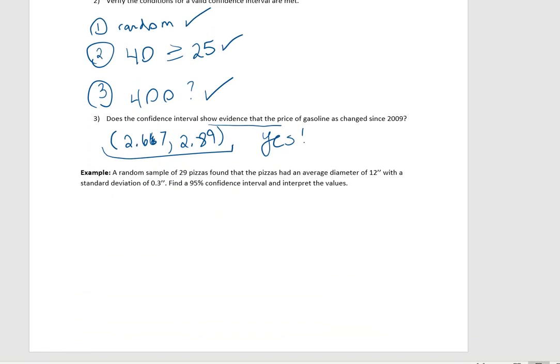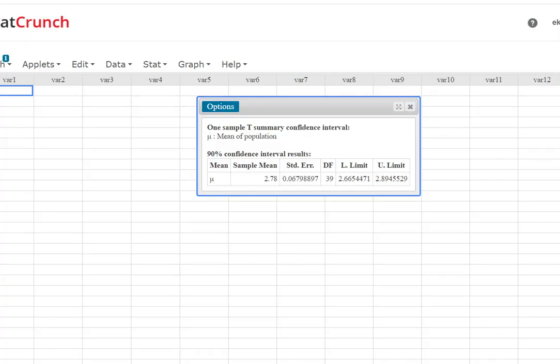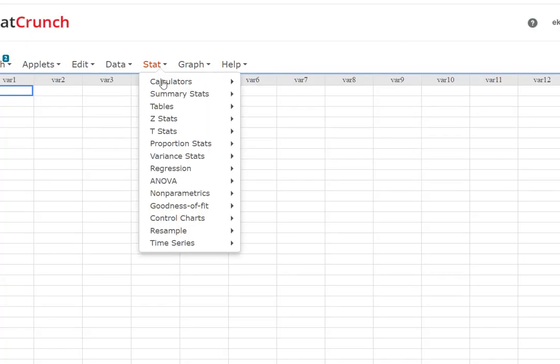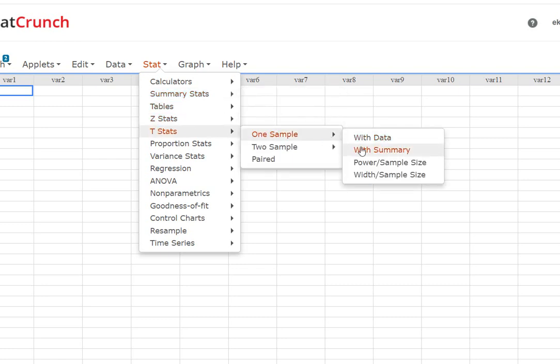Alright, very last one. We take a random sample of 29 pizzas at a pizza place, and we find that the average diameter is 12 inches with a standard deviation of 0.3 inches. We want to find a 95% confidence interval and interpret the values. So, again, we're going to go back to StatCrunch because doing this by hand is so tedious. Okay, we're going to go to T-Statistics, one sample with summary.